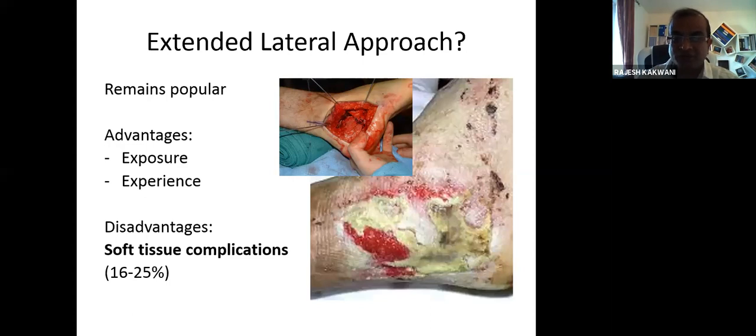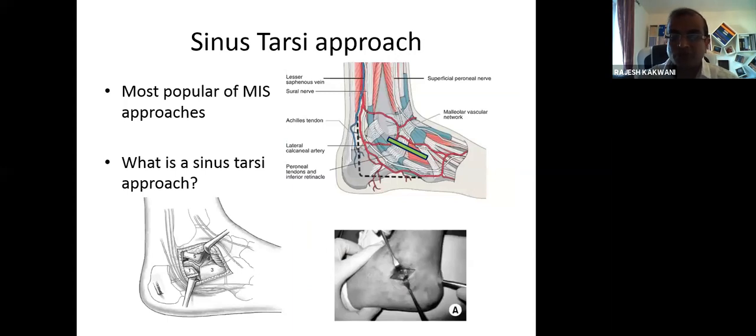The disadvantage of the extended lateral approach is a very high rate, 16 to 25%, of soft tissue problems, which can be disastrous. The other approaches which are commonly used are the sinus tarsi approach, which is similar to what you would do for a subtalar joint fusion, i.e. from the tip of the lateral malleolus to the base of the fourth metatarsal, going between the branches of the peroneal artery, going through the sinus tarsi fat pad, elevating off the extensor digitorum brevis, and then looking at the subtalar joint through that.